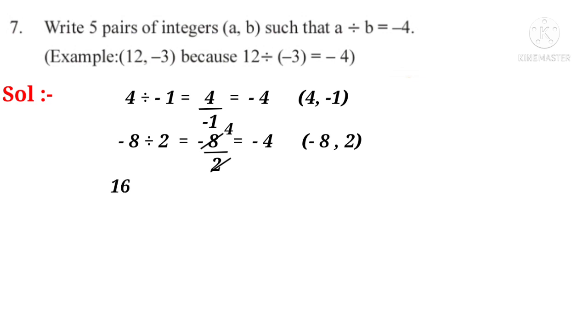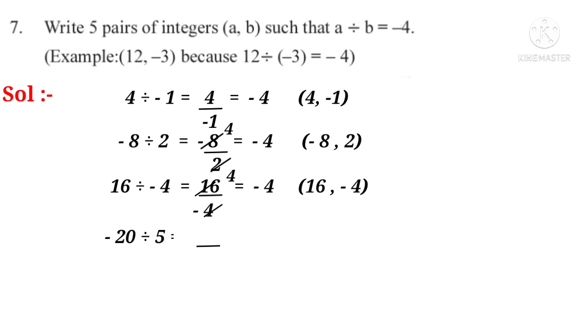Next, 16 divided by minus 4 is equal to 16 by minus 4. On simplification by 4, 4 4 ja, that is equal to minus 4. So pair is 16 comma minus 4. Next, minus 20 divided by 5, that is equal to minus 20 by 5. On simplification by 5, 5 4 ja, that is equal to minus 4. So pair is minus 20 comma 5.